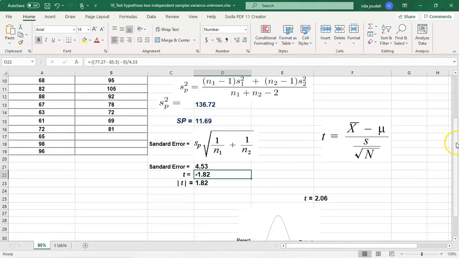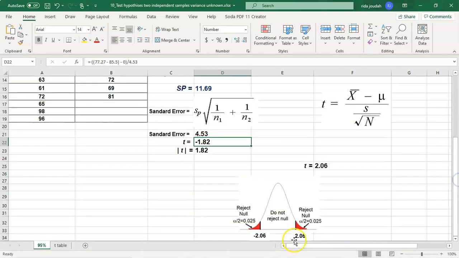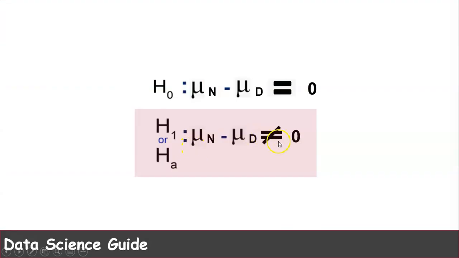So let's now test our hypothesis. We have 2.06 on the right side and minus 2.06 on the left side. And the absolute value is 1.82, which is here in the middle. Based on that, we do not reject the null hypothesis. We reject the alternative hypothesis, which says there is a difference between the salaries of engineers in New York City and Dallas City.